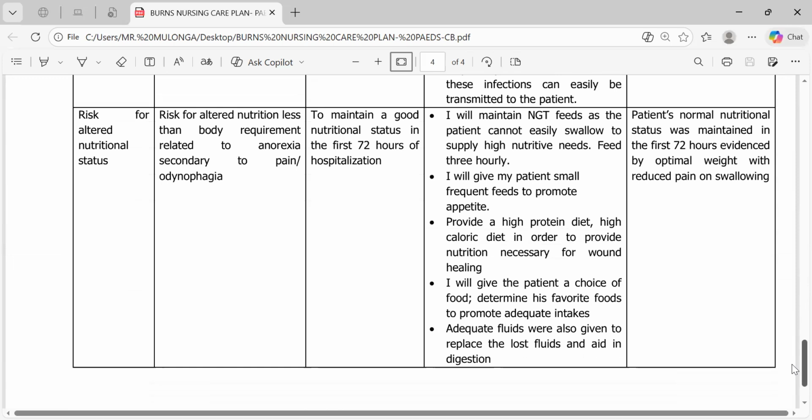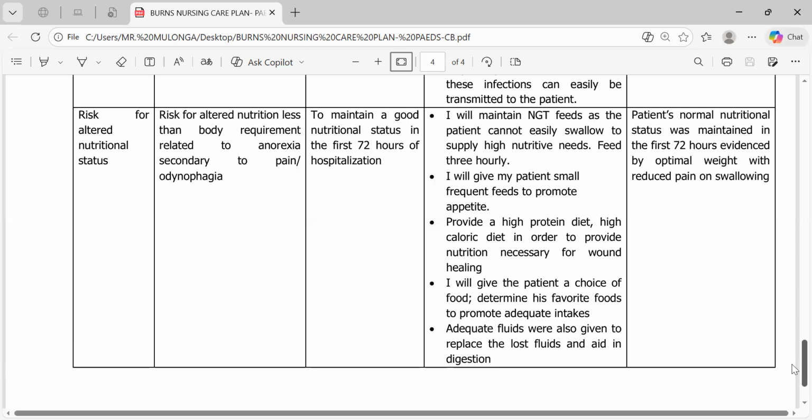Why is this a risk? It is because this child is in pain and will not be able to eat. Okay, this child will be in pain and will not be able to eat. So it is more of a risk than an actual problem. But I do not have a problem if you put an actual problem for altered nutritional status. But here it is a risk because of the problems that I've stated.